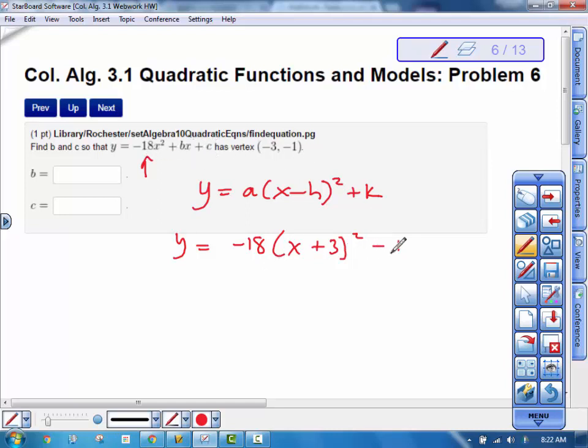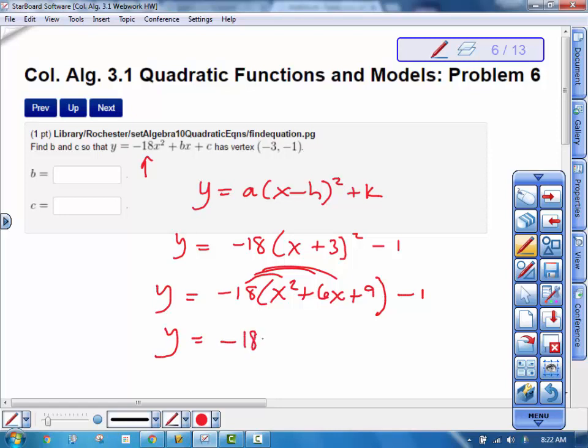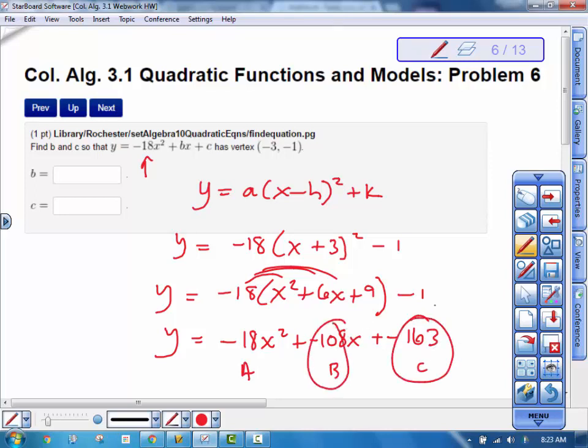Now they want us basically to give me B and C. Well, I won't know what those are unless I FOIL this out and put it in standard form. So that's what we're going to do. When you FOIL this out, you get x squared plus 6x plus 9. And I need to distribute the negative 18 to everything now, which is negative 18x squared plus negative 108x minus, or plus or minus, doesn't matter, 162 minus 1, so that'd be negative 163. So there's your A, your B, and your C, and they want B and C, negative 163 for C.